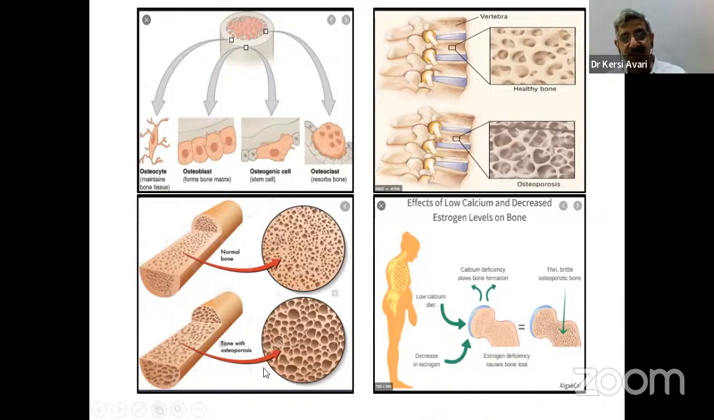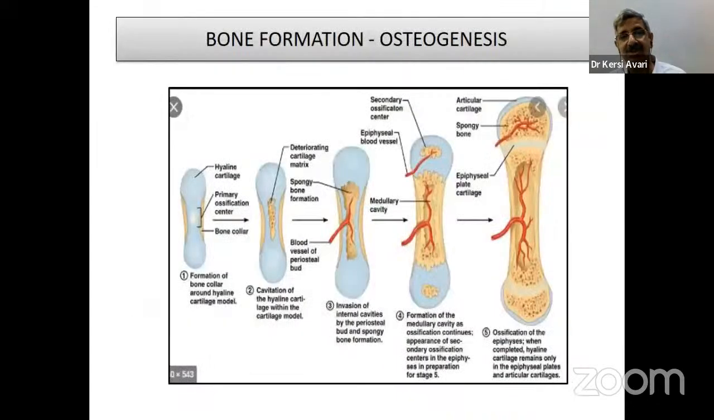The chances of this bone cracking under pressure or a sudden crumble, because fractures are also of multiple types: a crack, a green stick, a Haversian fracture, or a total crumbling. So this is how the bone formation, or osteogenesis, takes place.